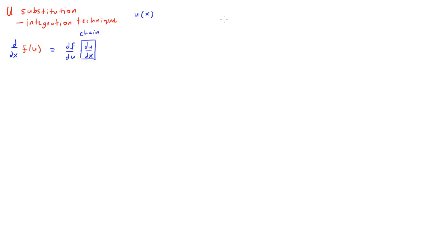And so if I have something like sine of, well, no, I won't use a trig example yet. Something like x squared plus 3 all to the 5th power, my f of u would be u to the 5th power. And then my u of x would be x squared plus 3.